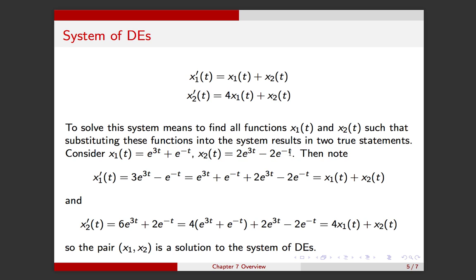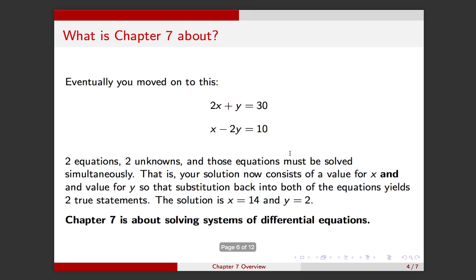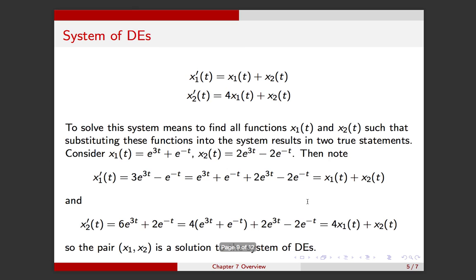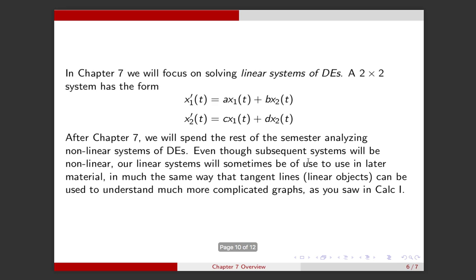And is this it? Back in this Algebra 2 example, wherever it was, there was one solution, 14, 2. Only one solution. Is that the case here? Is this choice of x1 combined with this choice of x2 it? Or are there more? Chapter 7 answers questions like that.